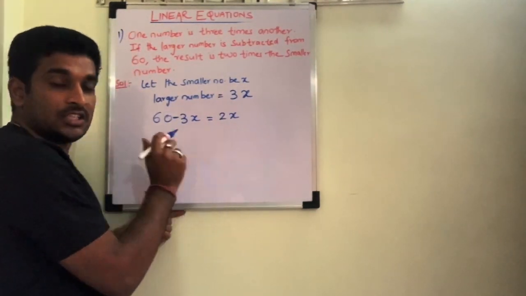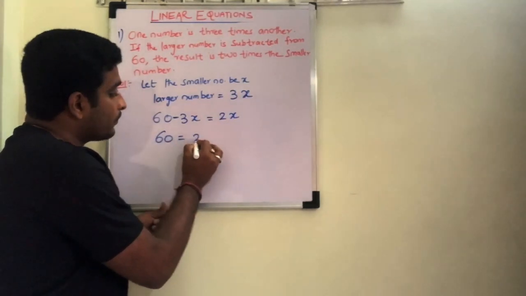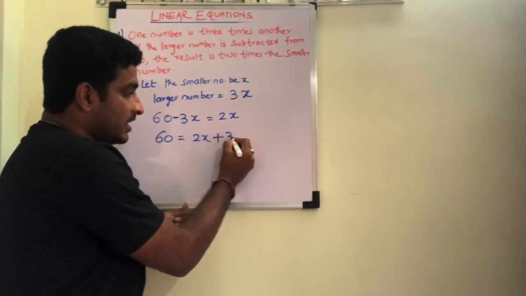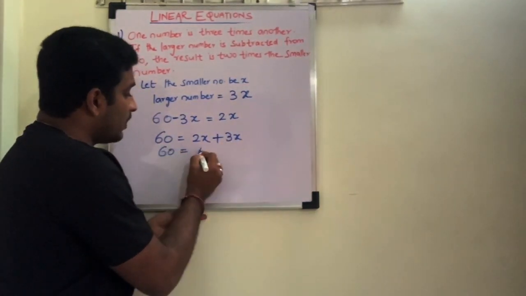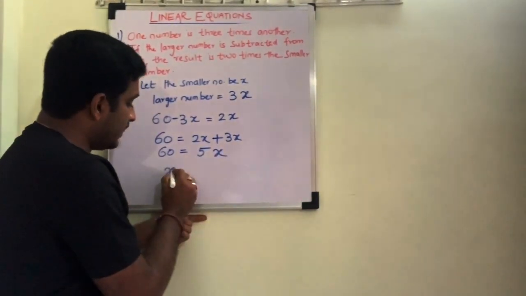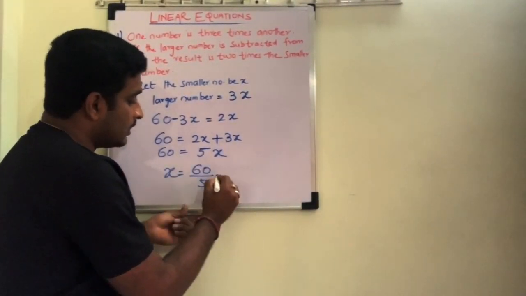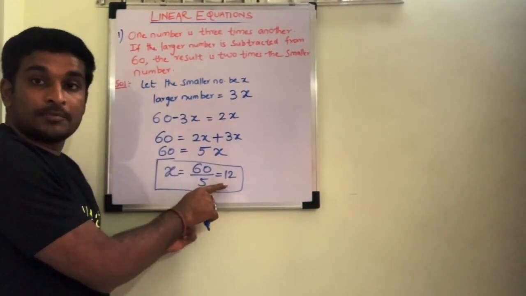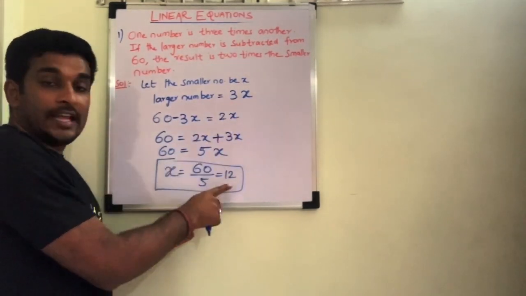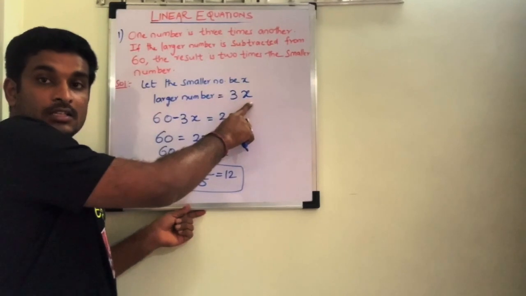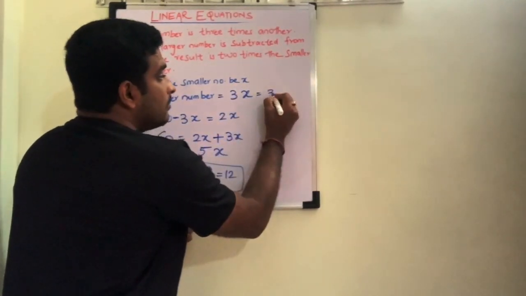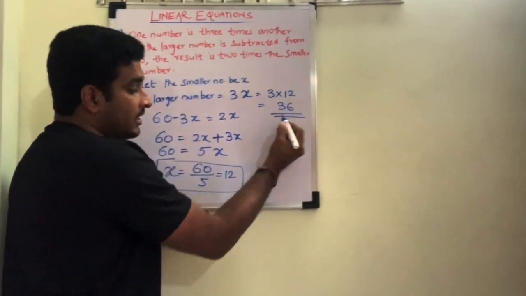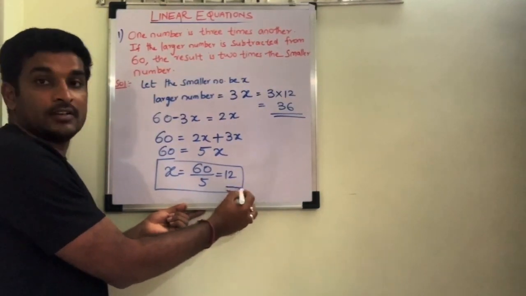When we solve the equation, it will become 60 minus 3x equals 2x. When minus 3x from the left hand side goes to the right hand side, it will become plus 3x. Then it will be 60 equals 5x. Then if you solve, it will become 60 by 5, which is 12. The smaller number we got is 12. When we substitute the smaller number into the larger number, that means when x is substituted into 3x, it will become 3 times 12, which is 36. The larger number obtained is 36, the smaller number obtained is 12.